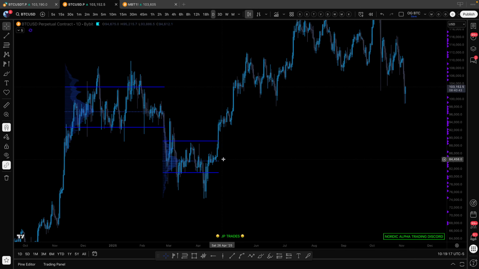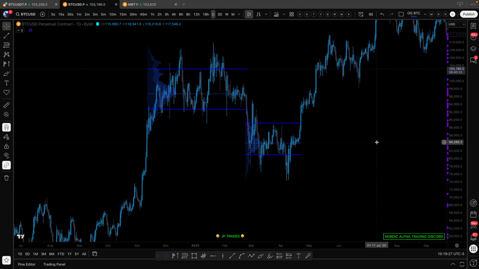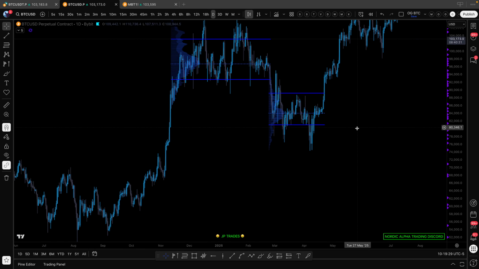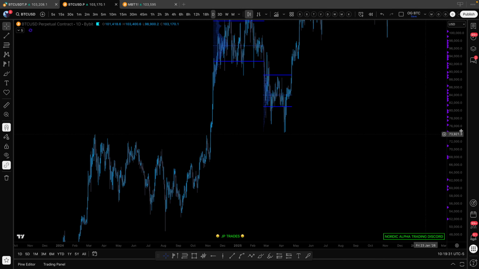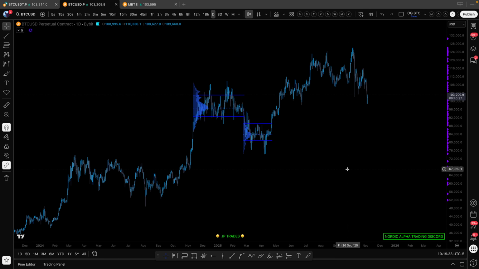We do have a lot of volume around this area as well. We do have the value area high that aligns with that fair value gap fill right here in the low 90s, call it 91, 92,000. But if we were to get very, very bearish, this is our weekly previous low.